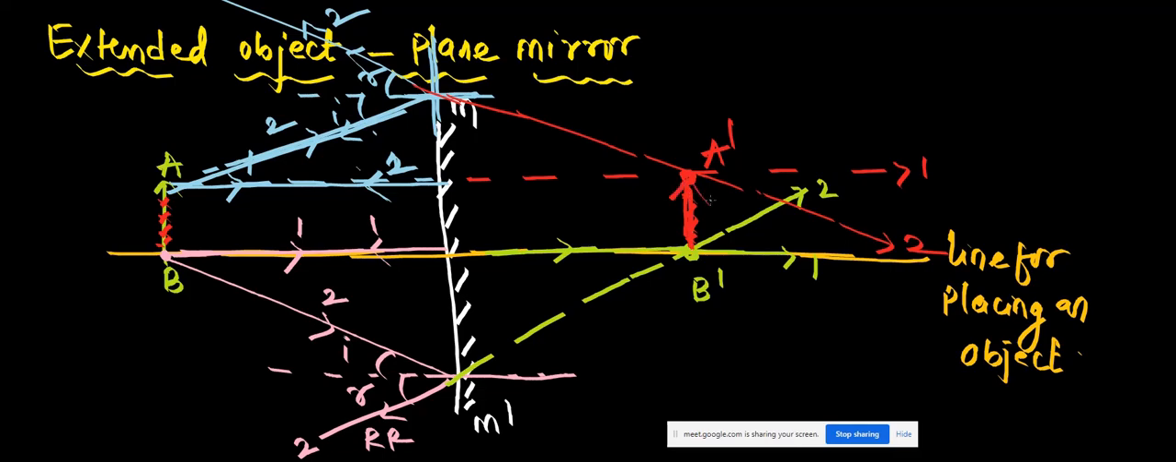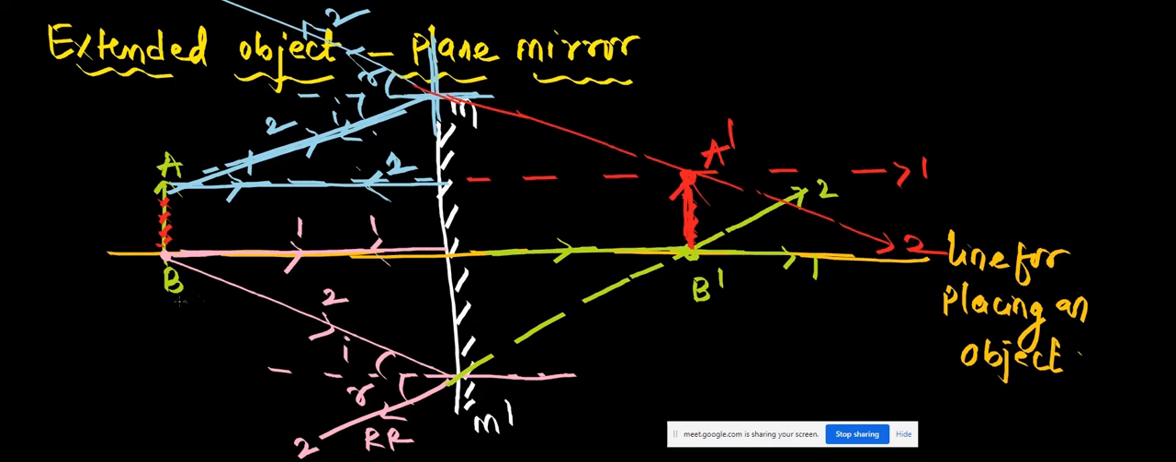Got this point? Now see this diagram. A is at the top, image A dash is at the top. B is at the bottom, image B dash is at the bottom. So are we getting an erect image or an inverted image? Erect image. And if you see the height of the object and the height of the image, is it the same or different? Same.